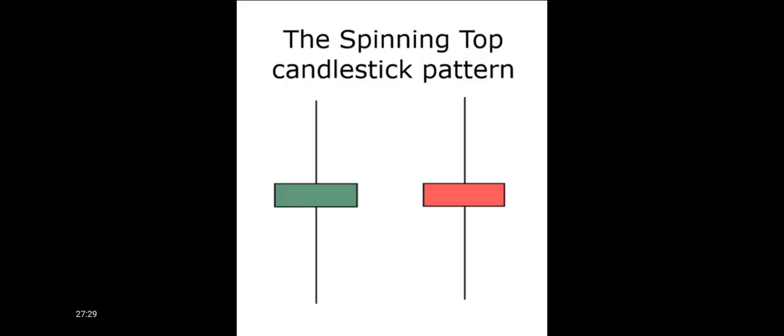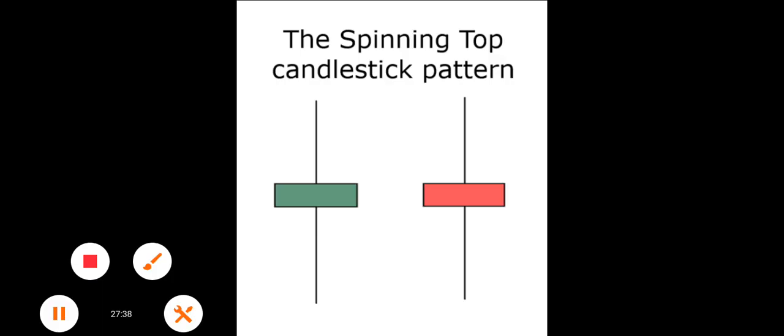If you see something like this, this is known as a spinning top candlestick. Anything you see like this is a spinning top candlestick. It can be both bullish and bearish.